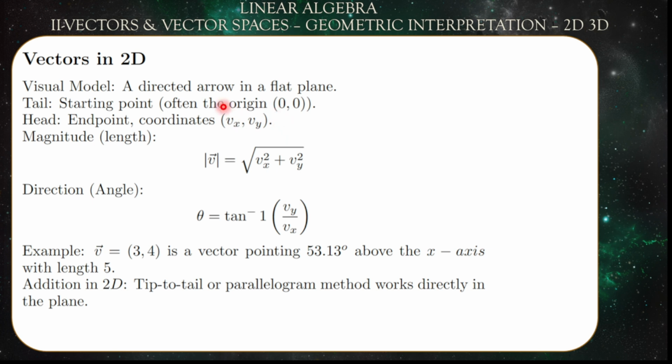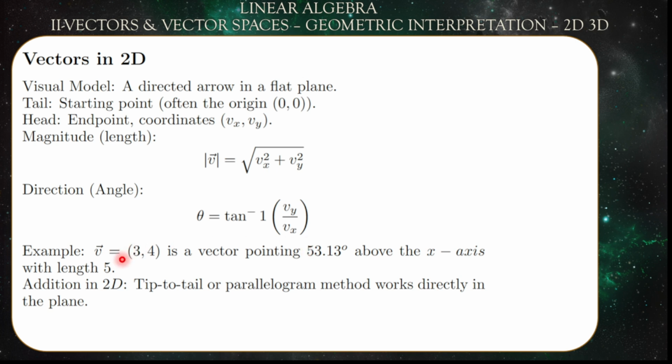So when you see a vector with Vx and Vy, these are the coordinates of the tip or the head of the arrow. As for the magnitude, as we've seen before, it is the length, designated by the absolute value of v, which is equal to the square root of Vx squared plus Vy squared. If it's in 3D, the same thing, except you add Vz squared. Direction, which is the angle of the vector, is given by theta equal to the inverse tangent of Vy divided by Vx.